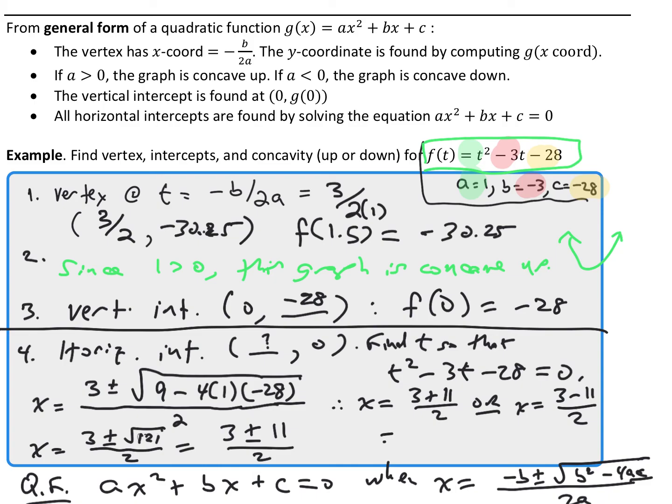And now it just takes a second to do those. 3 plus 11 over 2 is 7. So x could be 7, or x could be negative 4. So these are my zeros. These are the zeros of my function, meaning they're the inputs that give me an output of 0. So if I'm trying to report my answer as horizontal intercept, meaning as a point on the piece of graph paper, then I would write as my horizontal intercept that 7, 0 is a horizontal intercept, and also negative 4, 0 is a horizontal intercept. So this would be my final answer for the question about horizontal intercepts.